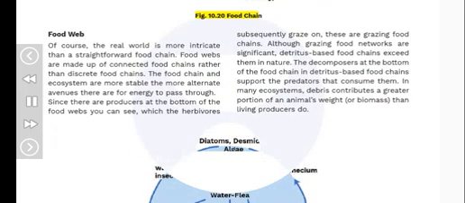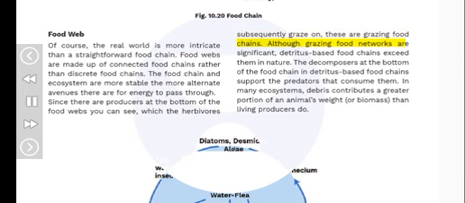Figure 10.20: Food chain, food web. Of course, the real world is more intricate than a straightforward food chain. Food webs are made up of connected food chains rather than discrete food chains. The food chain and ecosystem are more stable the more alternate avenues there are for energy to pass through. Since there are producers at the bottom of the food webs you can see, which herbivores subsequently graze on, these are grazing food chains.